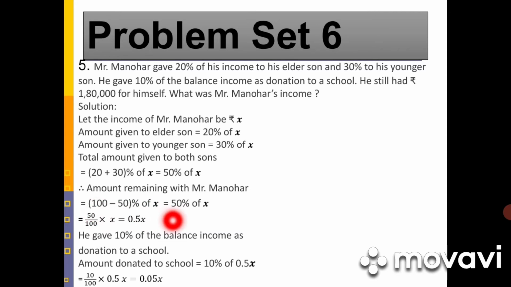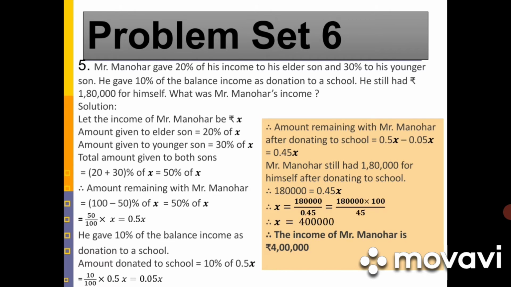He gave 10% of the balance income as donation to a school. Therefore, the amount donated to the school is equal to 10% of 0.5X. That is equal to 10 upon 100 into 0.5X, and that is equal to 0.05X. Therefore, the amount remaining with Mr. Manohar after donating to the school is equal to 0.5X minus 0.05X, which is equal to 0.45X.